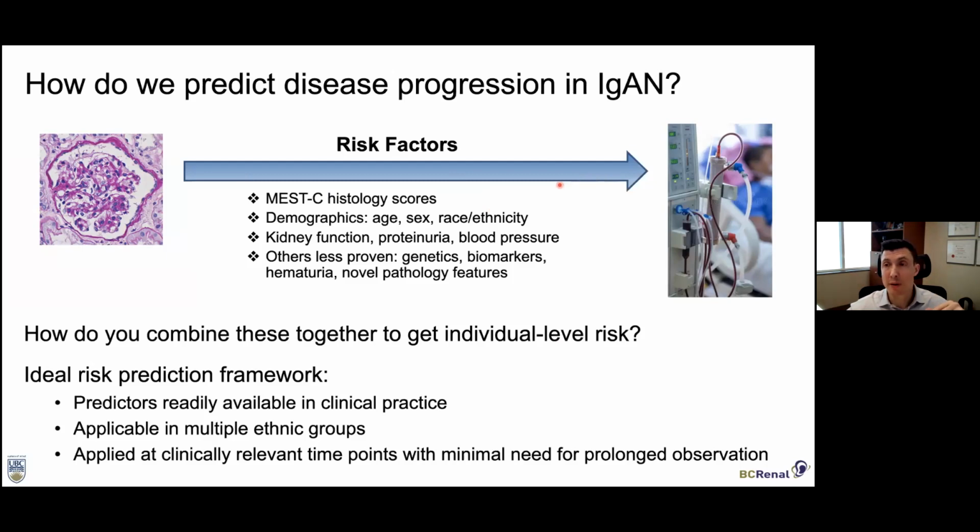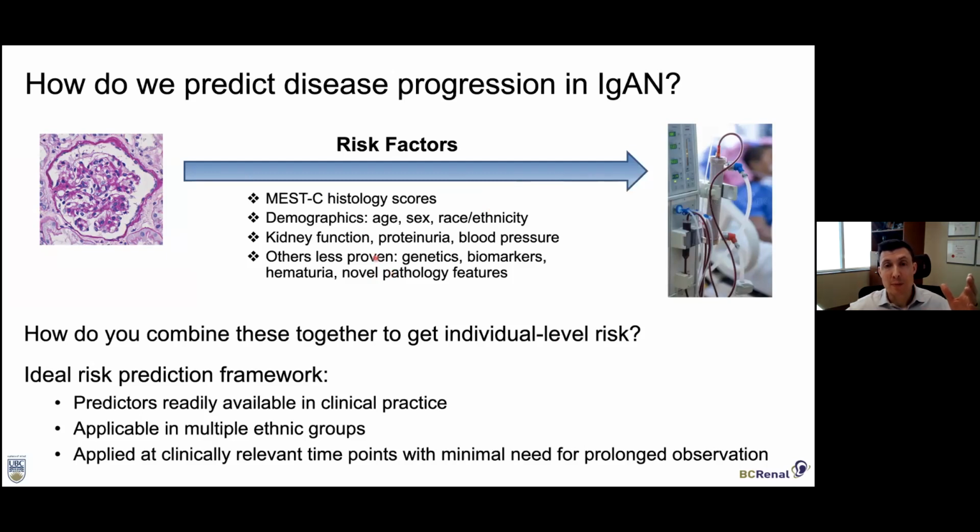You can also use demographic features like age, sex, or ethnicity, or you can use measures of kidney function like eGFR or proteinuria and blood pressure. And there are other less proven predictors, such as genetics or biomarkers. But the question becomes, how do you actually combine these together?